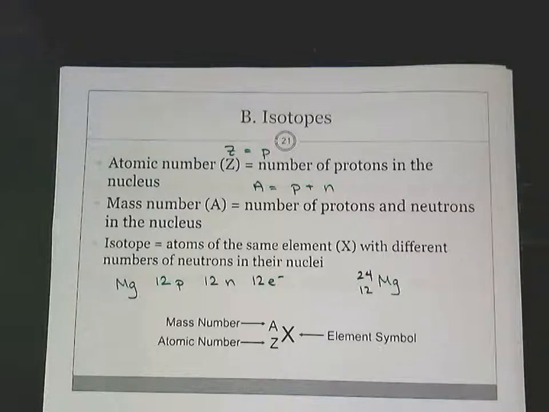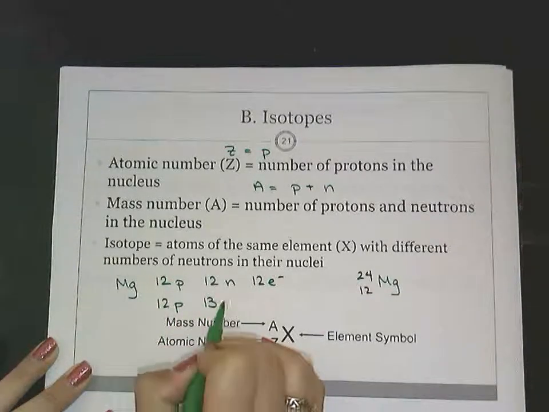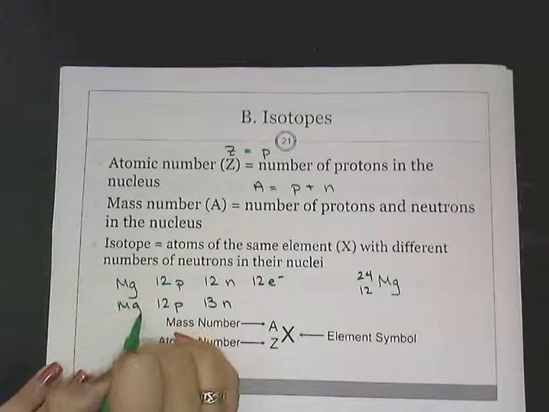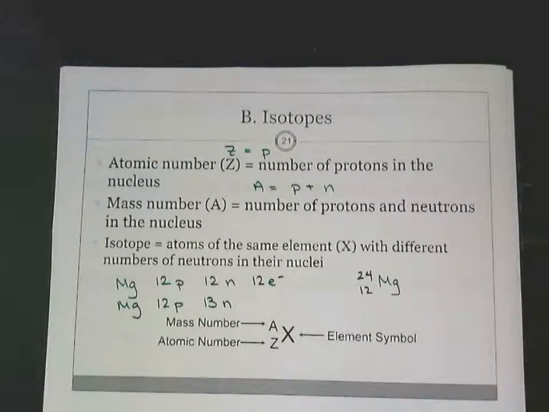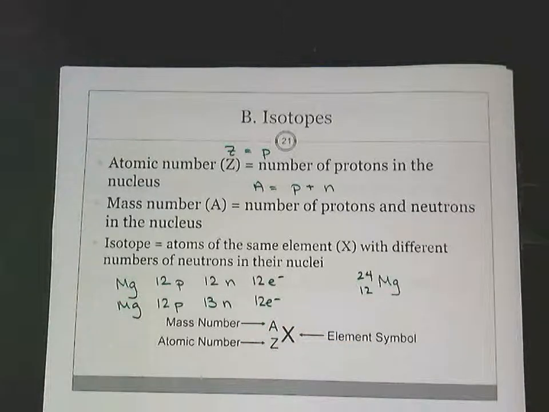All right, what if we have one of the other isotopes? Let's say I have this isotope of magnesium with 12 protons, 13 neutrons. How many electrons does this version have? Still 12. Just checking. Okay. What would this isotope's atomic number be? Mass number is 25. Atomic number is 12.